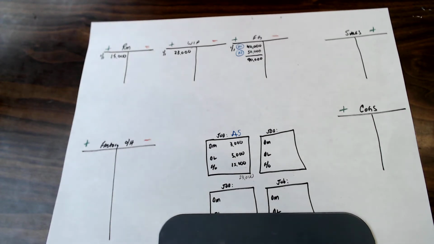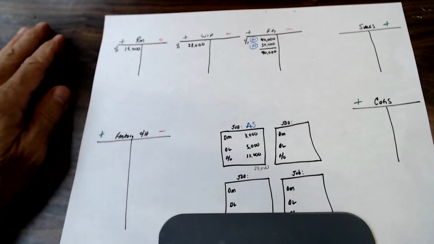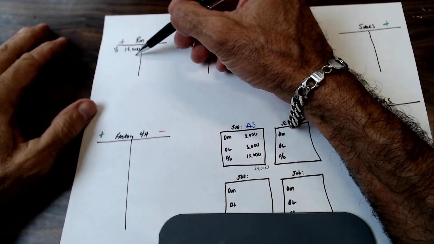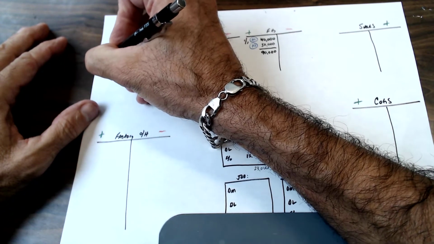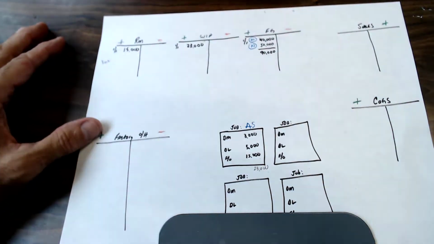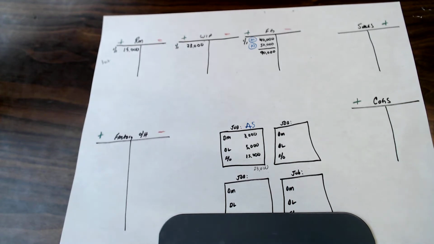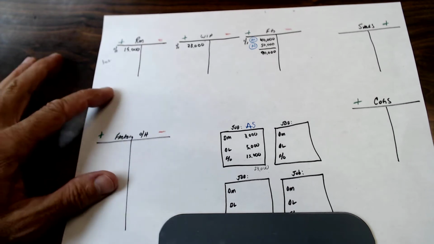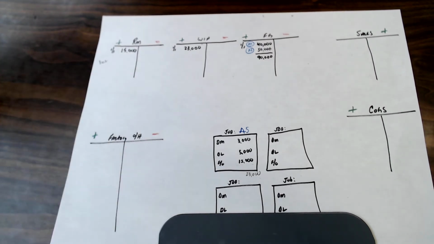First thing I want to know is, during January, how much raw materials did I buy? What did I actually purchase for raw materials? So I'm going to go to the purchase invoices that represent all the raw materials I purchased this month, and I'm going to assume that we purchased, let's say, $110,000 of raw materials. Records show that we purchased $110,000 of raw materials.